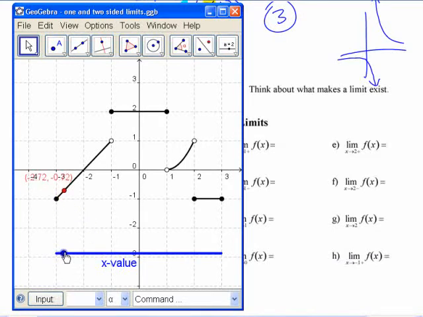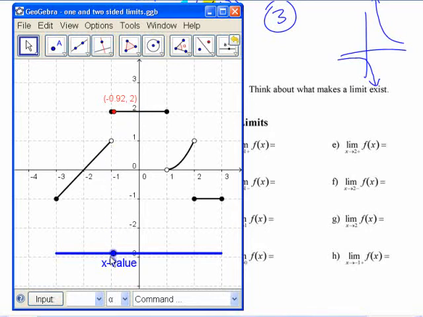So you follow this little red point here. It's following along this function as you get close to this value, -1. As x gets close, using this blue slider, as I get close to -1 here, how does the function behave? As I get close from the left, the y values are zeroing in on 1, whereas as I approach -1 from the right, they're 2. Okay?